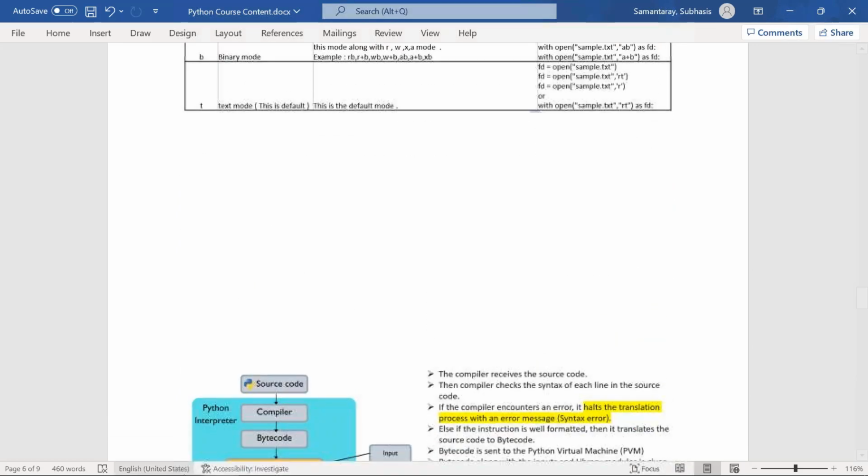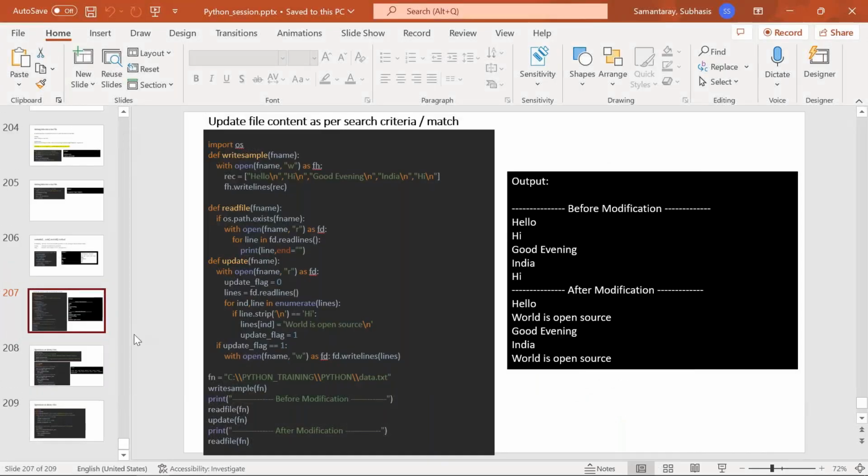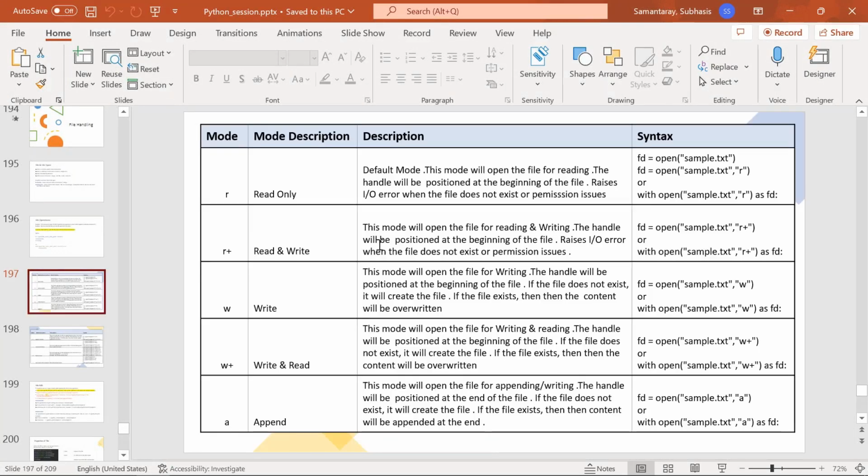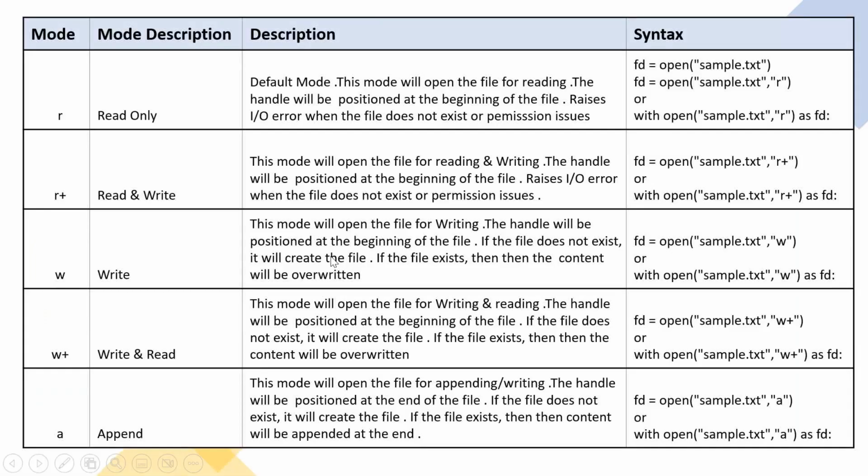Let me see if my content is ready over here. I'll just show you. Okay, here we go. Here you can see R as in read only, R plus as in read and write, W as in write, W plus as in write and read, A as in append. And what is the syntax? Let us understand it here. When we are opening with R mode, that is the read mode, we are giving a read mode.